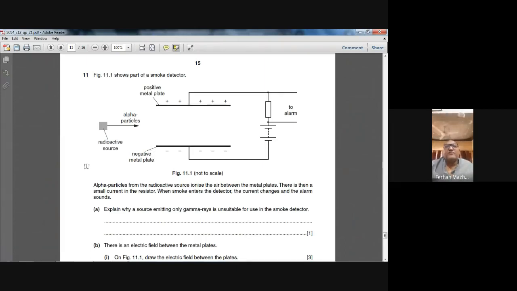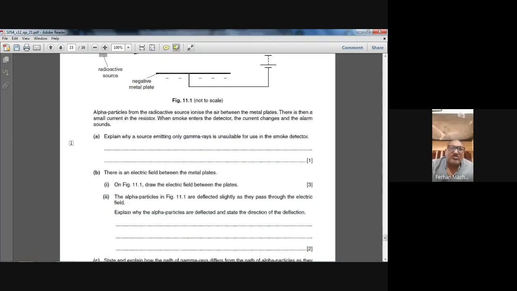Alpha particles from the radioactive source ionize the air between the metal plates. There is then a small current in the resistor. When smoke enters the detector, the current changes and the alarm sounds. So when the current changes here, the alarm will sound. Explain why a source emitting gamma rays is unsuitable for use in the smoke detector.